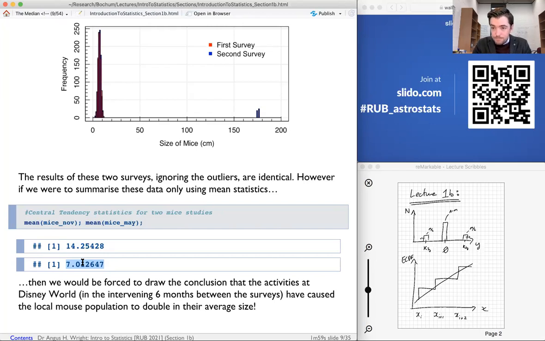Why is this important? Well, let's say that without any additional information, you use the mean to try to understand some causal relationship between what has happened at Disney World between May and November. You would logically come to the conclusion that the activities at Disney World in 6 months have caused the mouse population to increase in size by a factor of 2. Because the mean estimate hasn't recognized the presence of these outliers, and the only thing you looked at, ignoring this plot, was the mean.